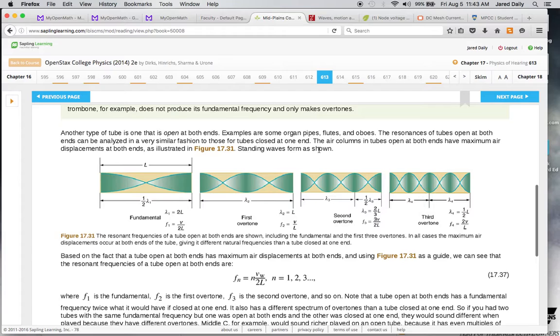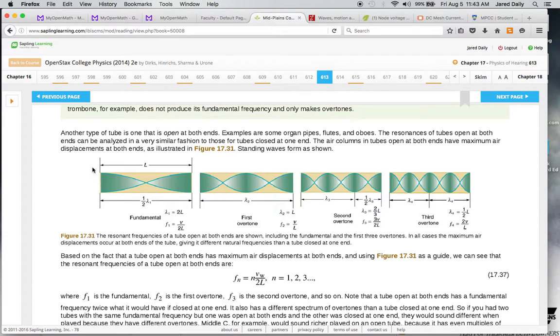There's another kind of pipe that you can use, which is open at both ends. So at both ends the air can move, and at both ends the air is essentially at the same pressure, and so you can use any representation you want. In this case, they're using the open end to represent the movement of air here.